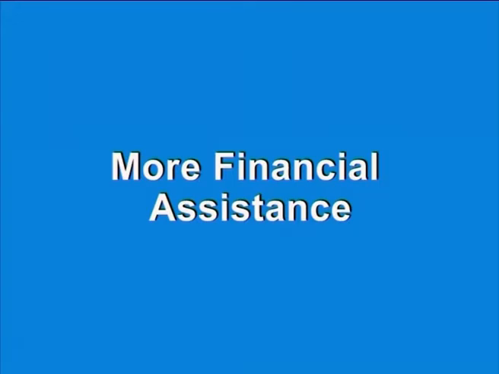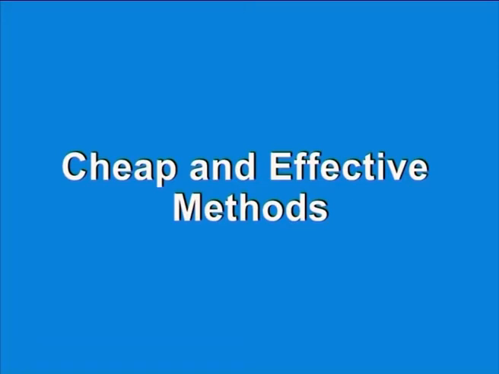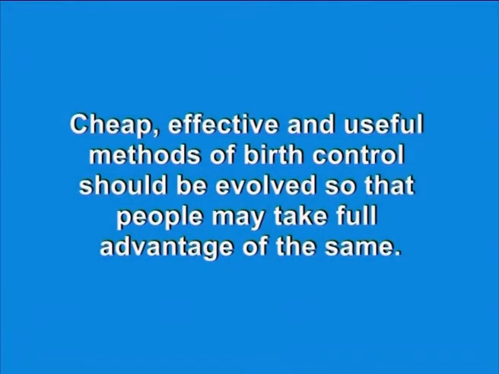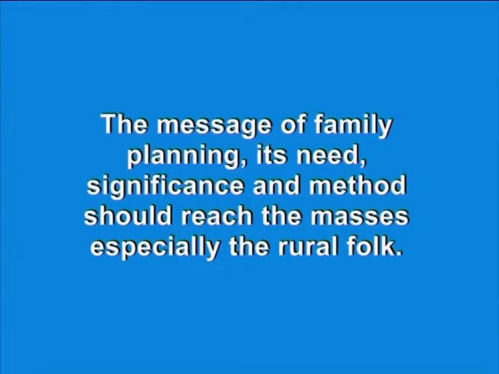Second suggestion is more financial assistance. By way of incentive, financial assistance be given to those families who adopt any of the birth control devices like tubectomy or laparoscopy operations. Third suggestion is cheap and effective methods. Cheap, effective and useful methods of birth control should be evolved so that people may make full advantage of the same. Publicity. The message of family planning, its need, significance and methods should reach the masses, especially the rural folk.